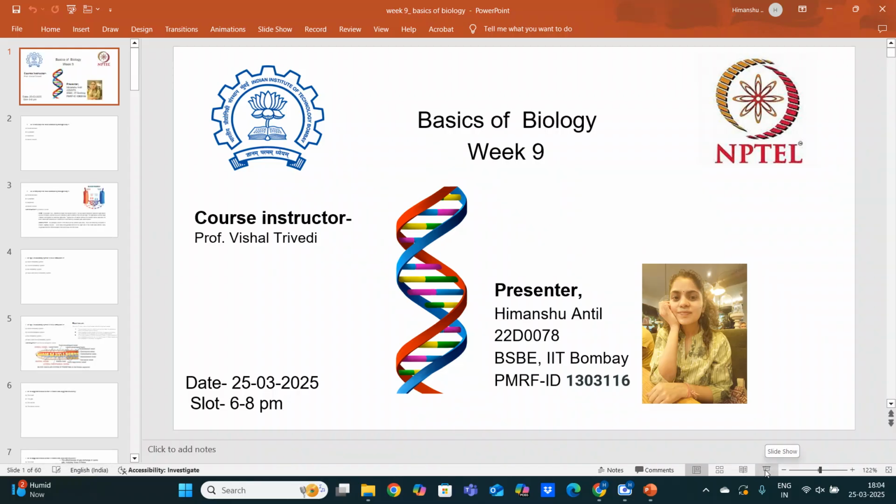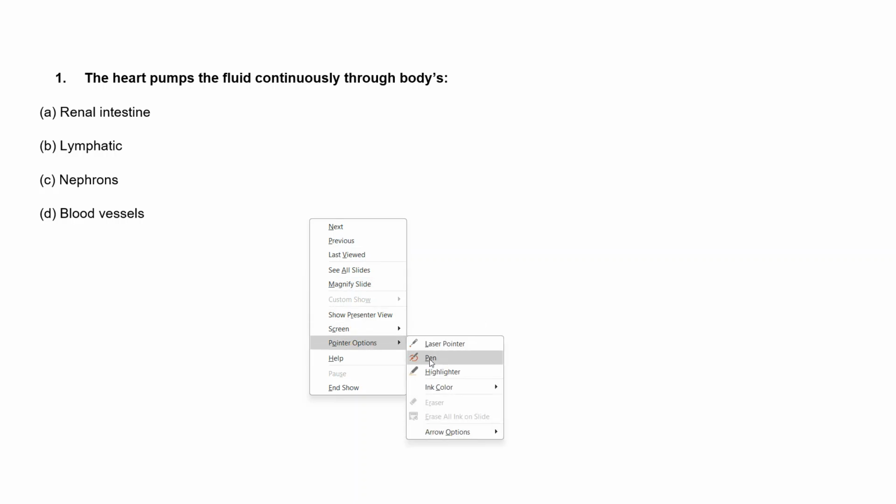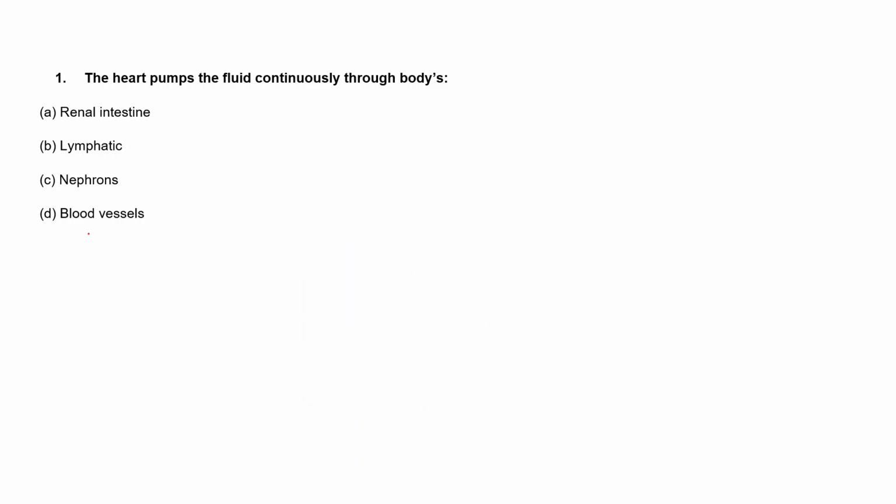Today is your week 9 tutorial for the basics of biology course. So, let's start with question number 1. The heart pumps the fluid continuously through the body. Option A is renal intestine, option B is lymphatic, option C is nephrons, and option D is blood vessels.